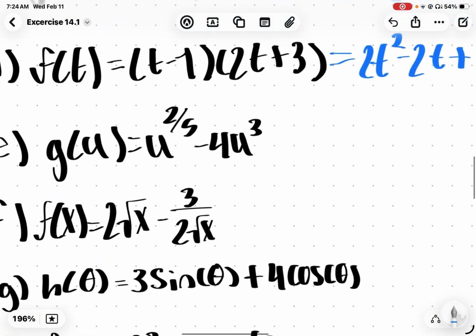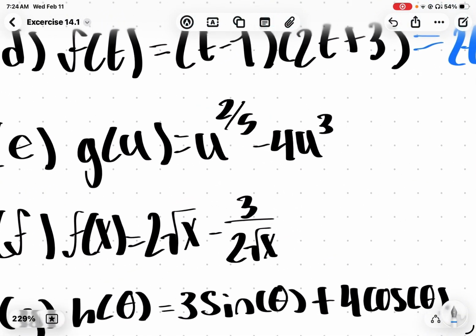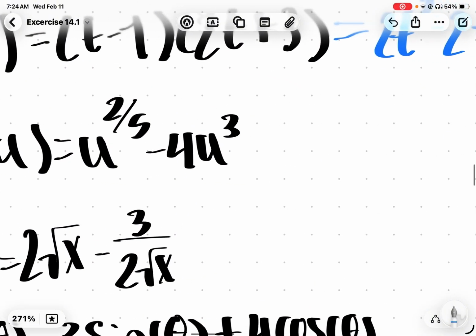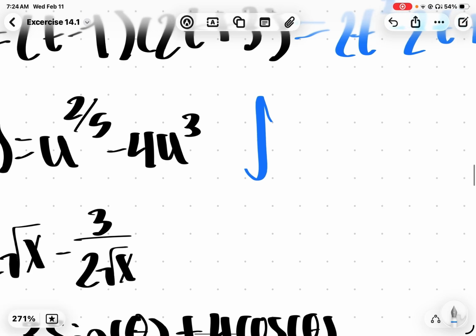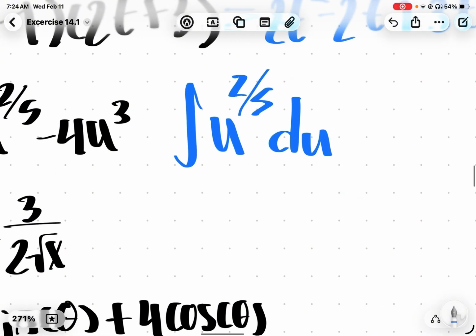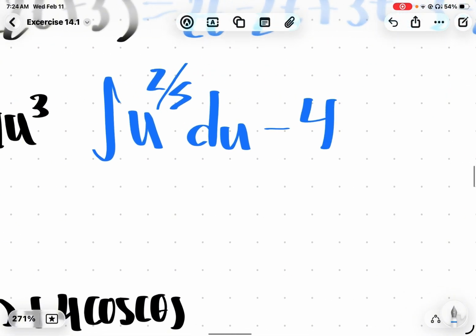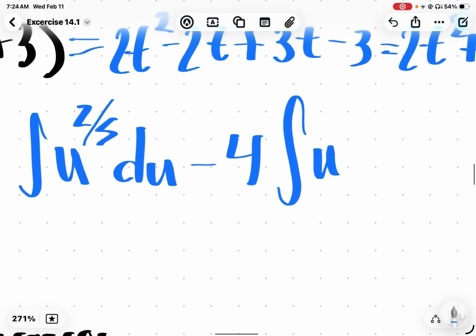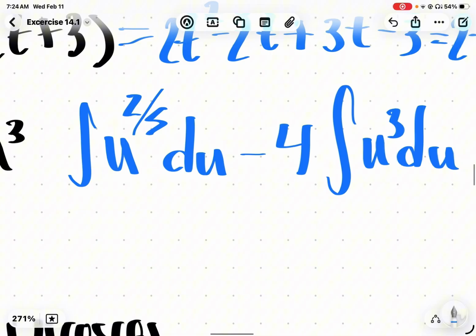Alright, now for part E, g of u equals u to the power of 2/5 minus 4 times u to the third. For this, we would just take the integral of u to the 2/5 du minus, and you can take the 4 constant out, minus 4 times the integral of u cubed du.